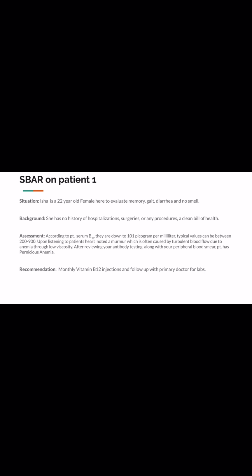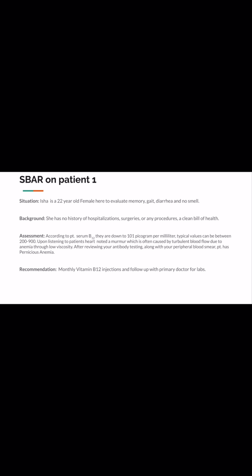Isha is a 22-year-old female here to evaluate her memory, her gait, her diarrhea, and the fact that she has no smell. The background is she has no history of hospitalizations, surgeries, or any procedures. She has a clean bill of health. The assessment is, according to patient, serum B12, they are down to 101 picograms per milliliter. Typically, values can be between 200 and 900.